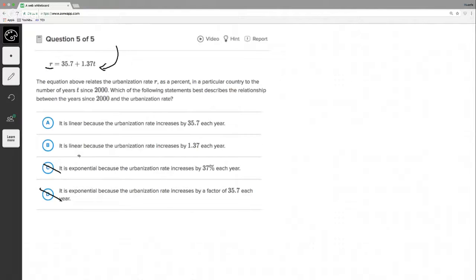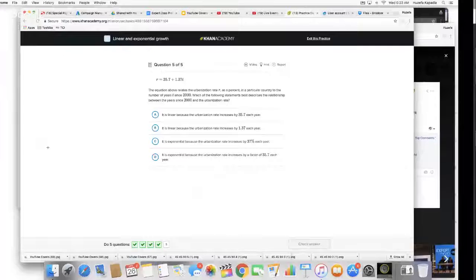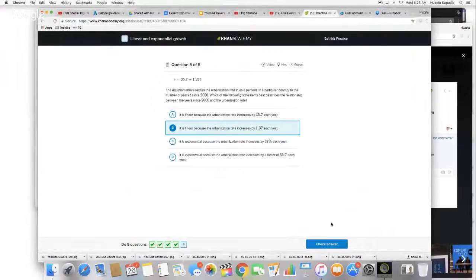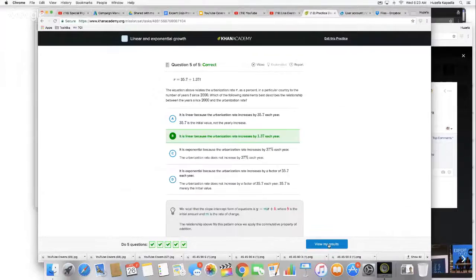So now it says it is linear because the urbanization rate increases by 1.37 each year. This is right because that's our slope. They're just trying to identify the slope. That's the change. Then we've got it is linear because the urbanization rate increases by, no. This is your y-intercept. This is the starting point. This is in 2000, that's where it was. So we're going to go with B. There we go. That's it.